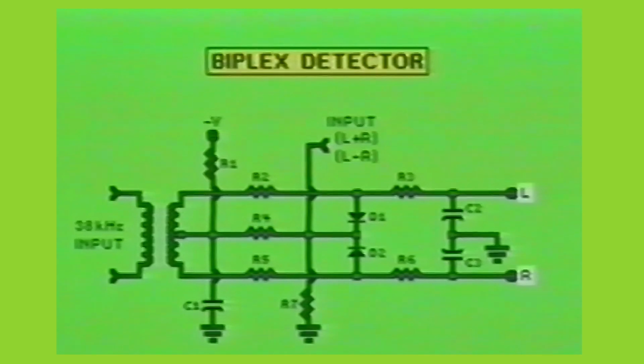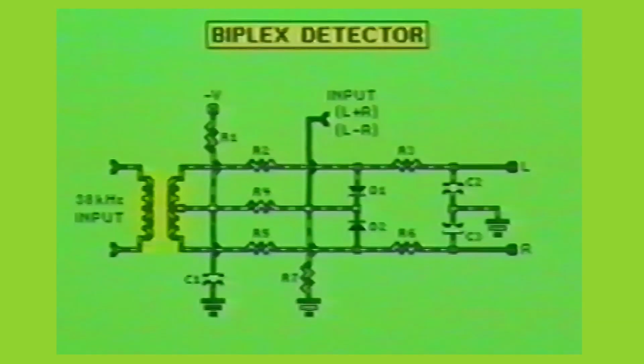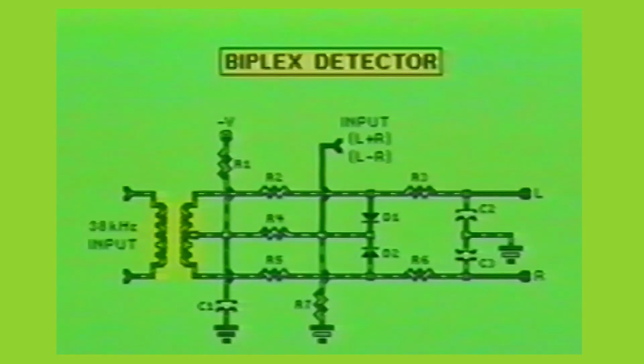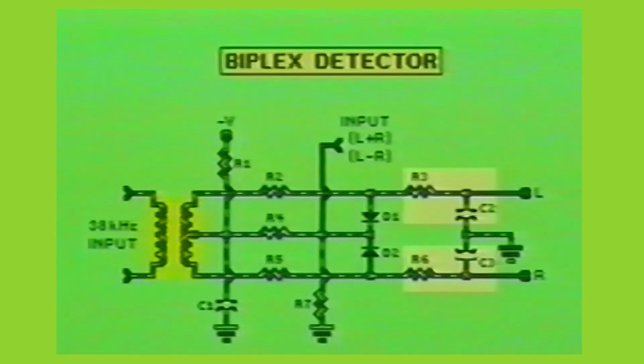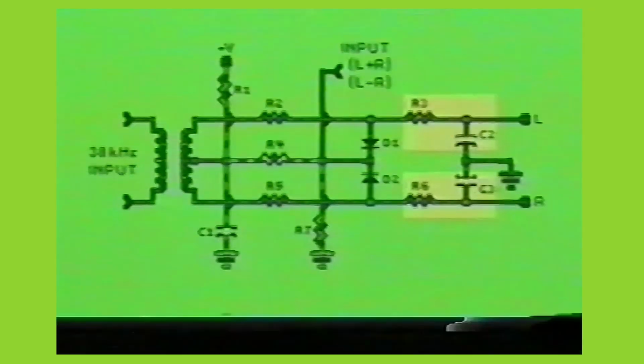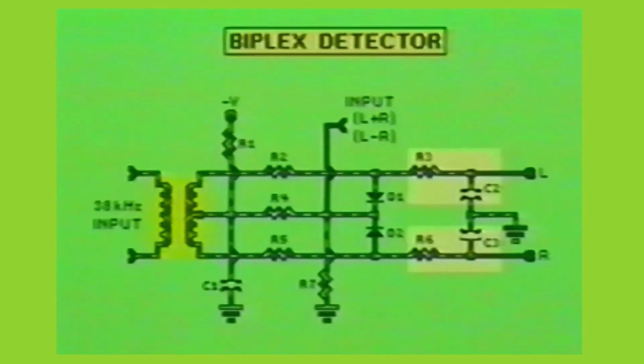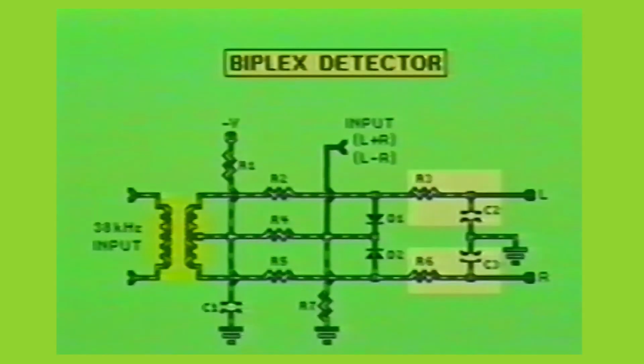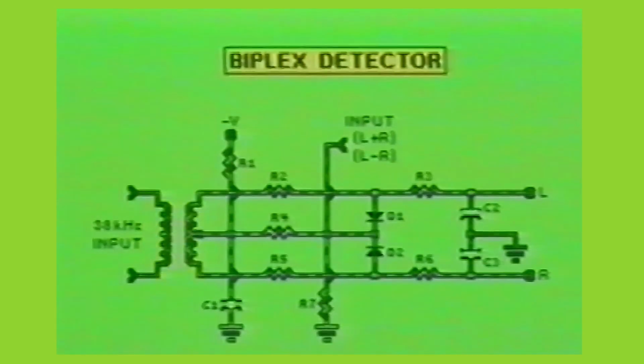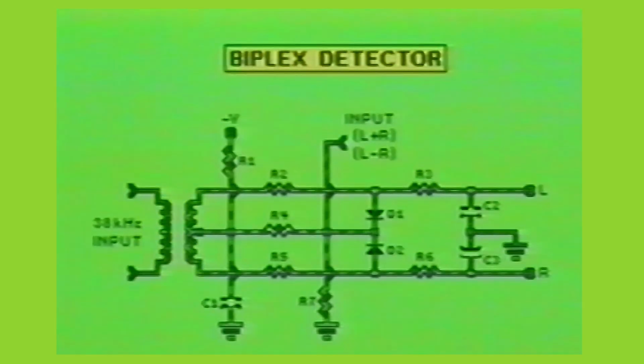This is accomplished by reinserting the 38 kHz subcarrier into the circuit. Notice the 38 kHz signal gets filtered out from the actual left and right audio outputs by the R3C2 and R6C3 combinations. Now keep in mind, the L+R signal will pass through the circuit without interference from the 38 kHz signal, since both signals are of different frequency components.